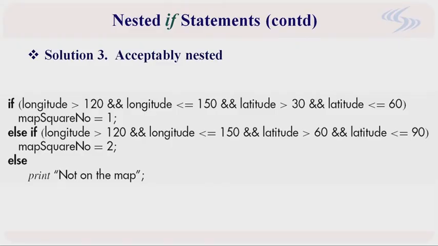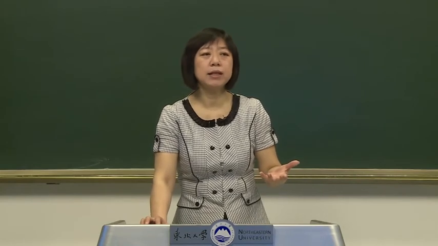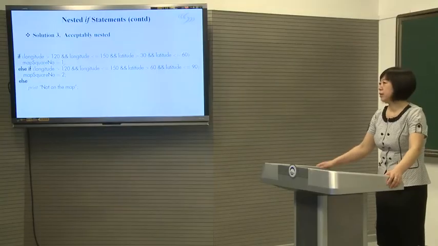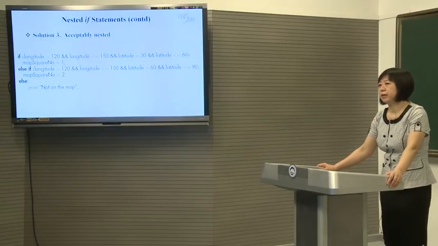Solution 3. We find that this code is really well formatted. So let's read it together. If longitude is greater than 120 and the longitude is less than or equal to 150, this is quite clear, right? There is a condition for longitude. And latitude is greater than 30 and the latitude is less than or equal to 60. And then map square number equals 1. It's really very clear, right?